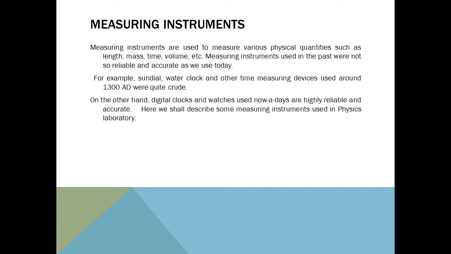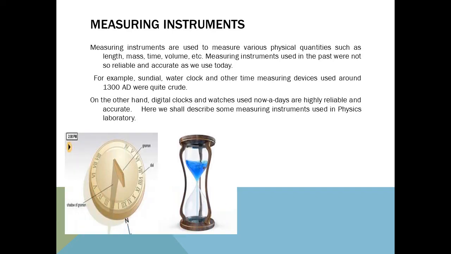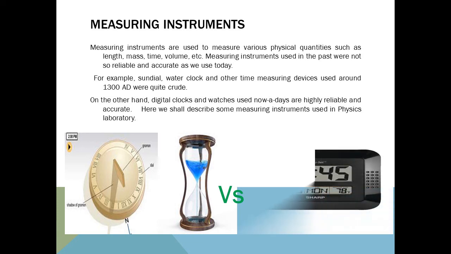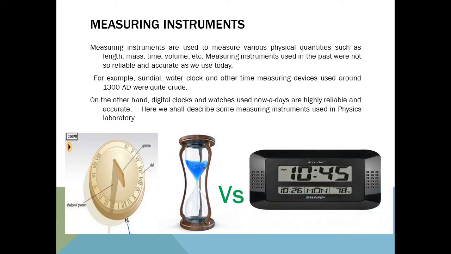For example, sundials, water clocks, and other time measuring devices used around 1380 were quite crude. On the other hand, digital clocks and watches used nowadays are highly reliable and accurate. Here we shall describe some measuring instruments used in a physics laboratory. Here you can see a sundial and a water clock which were used in the past, but nowadays digital clocks are used, which are more accurate and reliable.